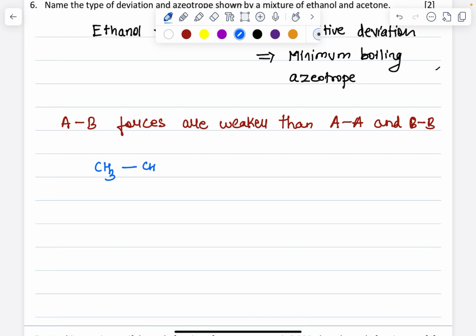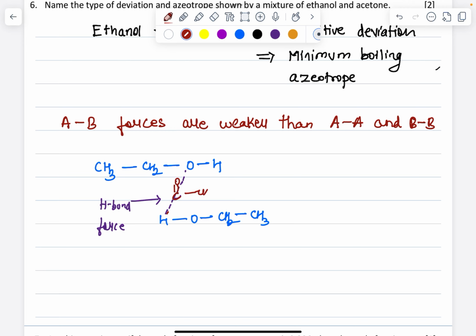This is one intermolecular force, OH, and there is another OH of another ethanol molecule. What kind of force existing among these is the strongest intermolecular force? That is the hydrogen bond force. Now in between there comes an acetone.